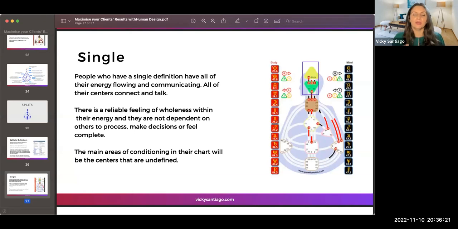So if you've got somebody who has a single definition, then you'll know that if you're looking at helping them with the healing, then what you want to focus your attention on more are the areas of their chart that are undefined, where they might have brought on other people's stuff. Yeah, other people's emotions, other people's ideas about willpower, other people's identities, other people's fears. You see how it goes, right?